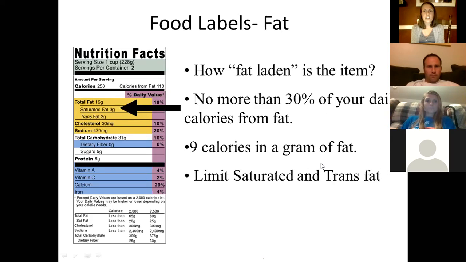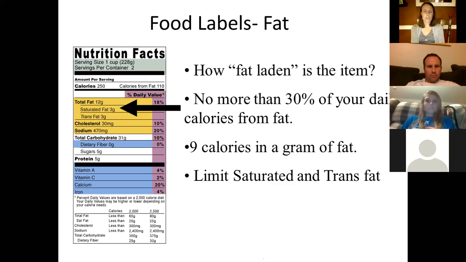Next thing on the label is the total amount of fat. So how fat laden is the item? Our goal is to get no more than 30% of our total calories per day from fat. And we get 9 calories in every gram of fat that we consume. Typically we think of fat as being something bad, and it's not that fat is bad, it's just that it's a more concentrated source of energy.